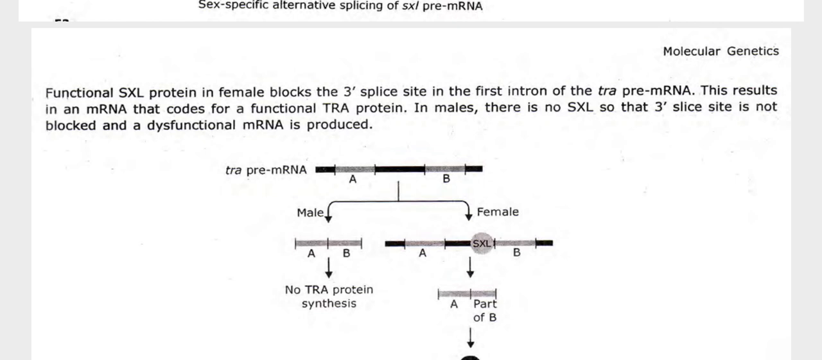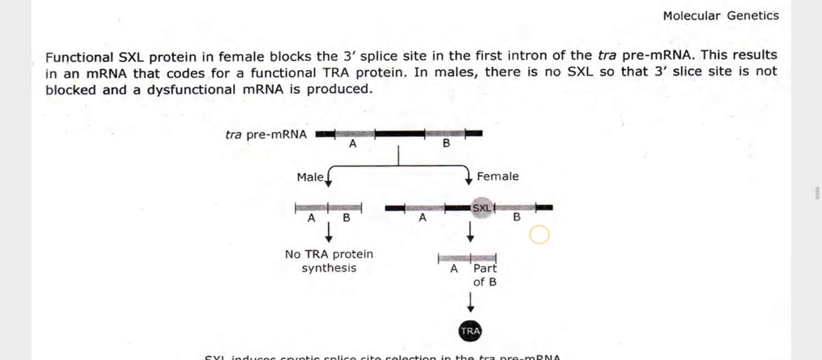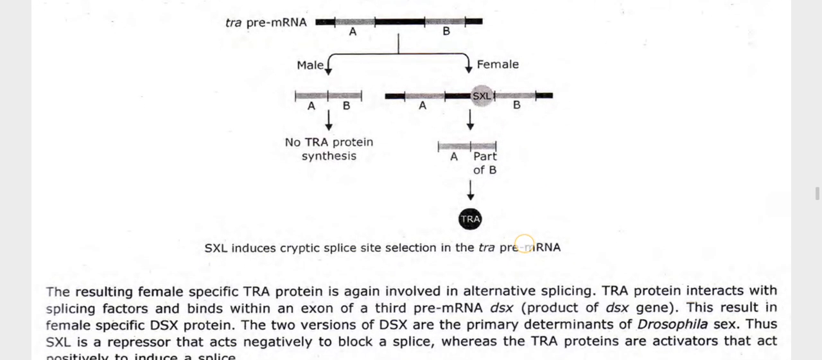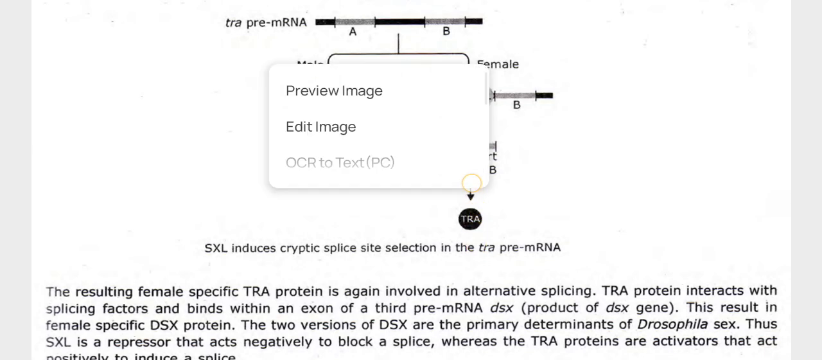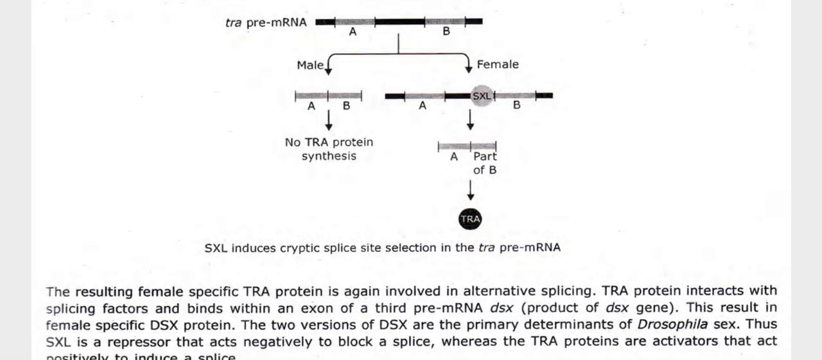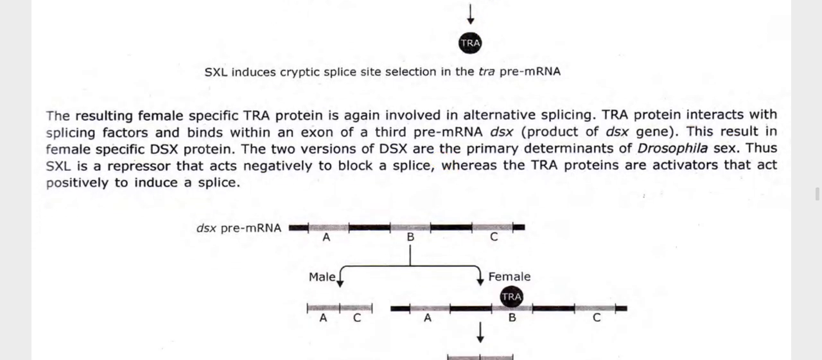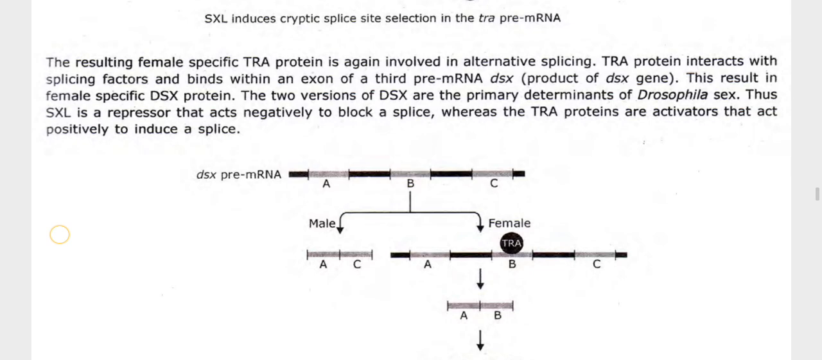TRA pre-mRNA, male, female, no TRA protein synthesis. Then SXL induces cryptic splice site selection in the TRA pre-mRNA. The resulting female-specific TRA protein is again involved in trans-acting splicing. TRA protein interacts with splicing factors and binds with an exon of a third pre-mRNA, DSX, the product of the DSX gene. This results in female-specific DSX protein.